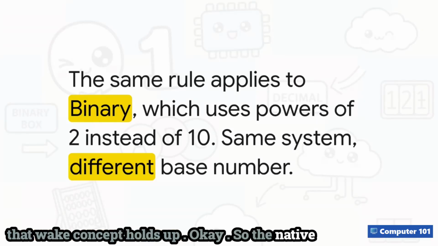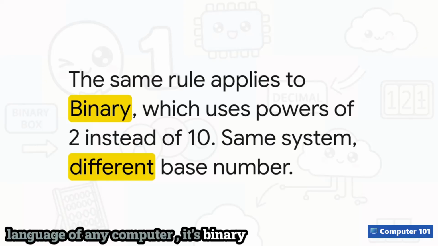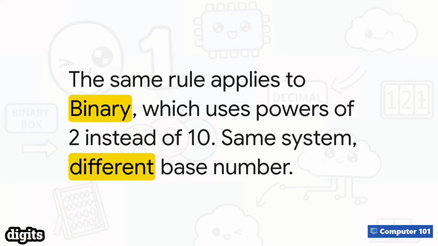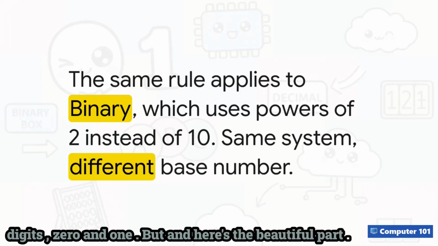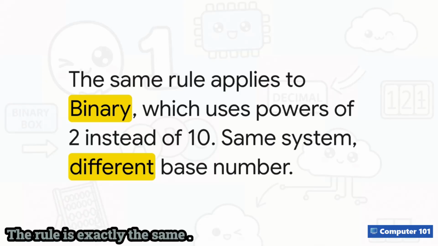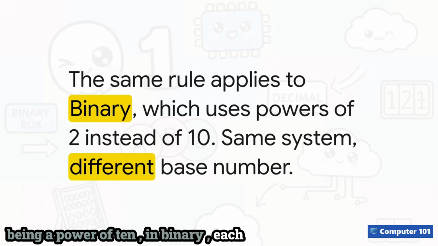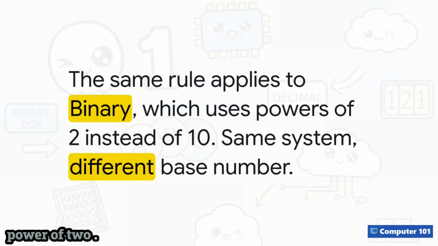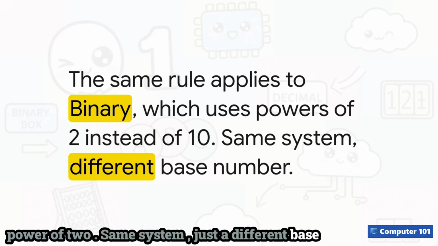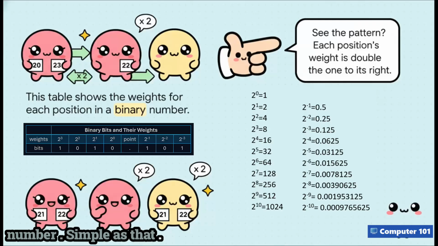Okay, so the native language of any computer, it's binary. It only uses 2 digits, 0 and 1. But, and here's the beautiful part, the rule is exactly the same. Instead of each position being a power of 10, in binary, each position is a power of 2. Same system, just a different base number. Simple as that.